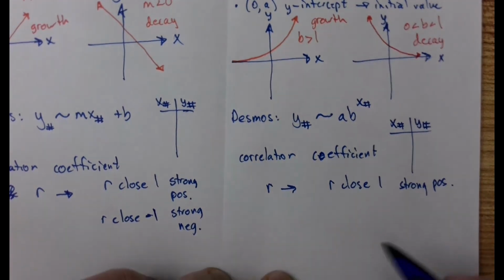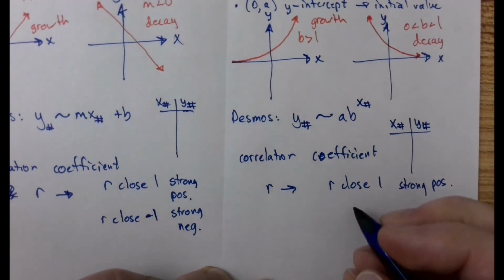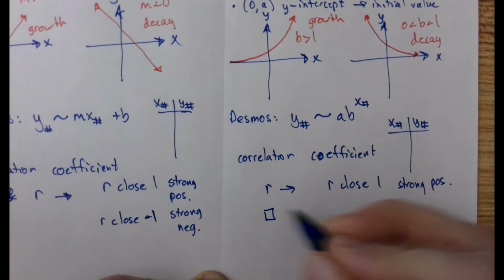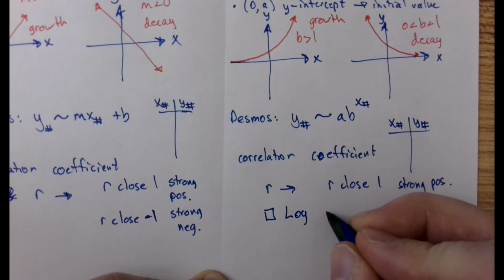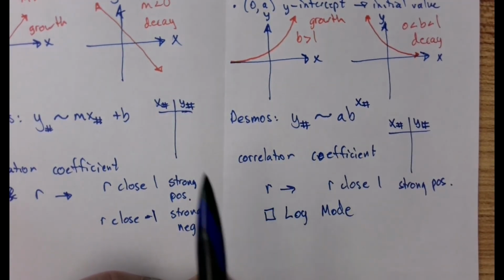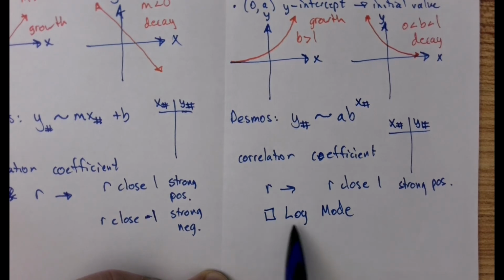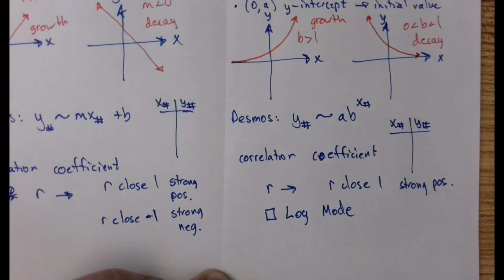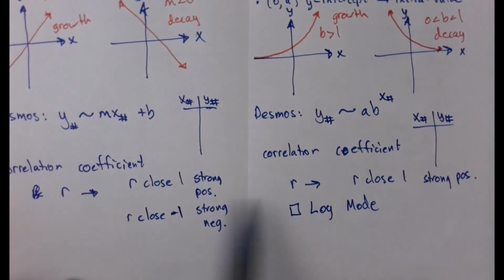And then the other thing you need to do here is make sure you select the log mode button to get R. The reason for that is Desmos has 2 different calculations. Honestly, the one that's not log mode is the better one. It only gives you the R squared value, but we want to compare these directly for that.